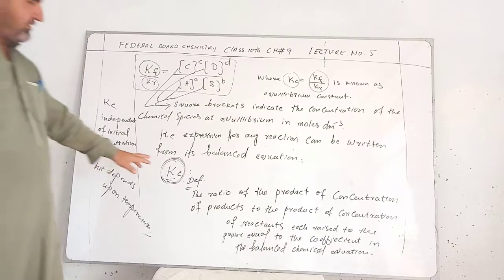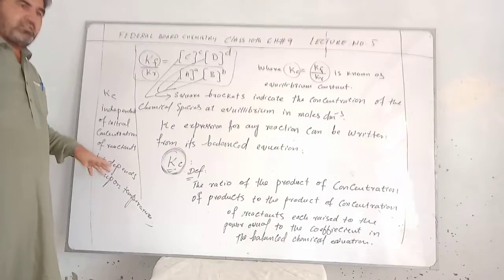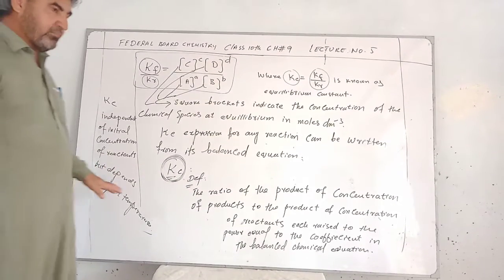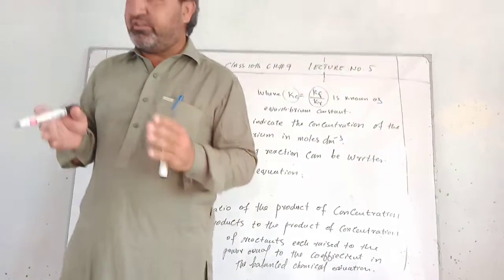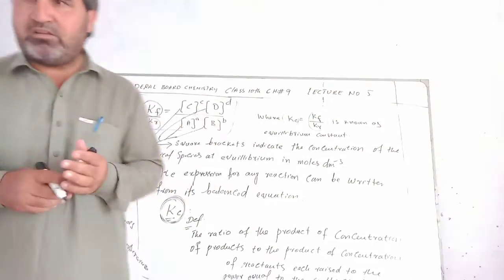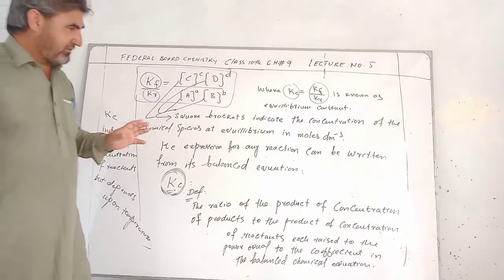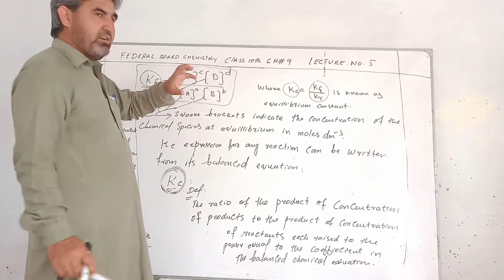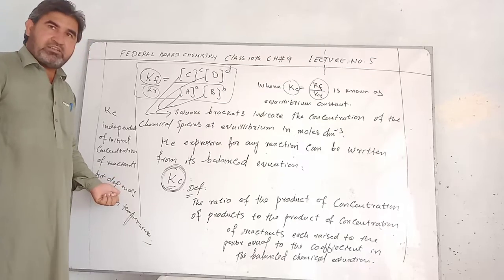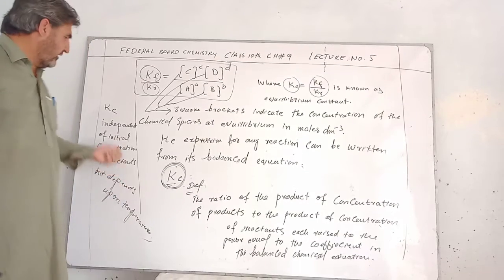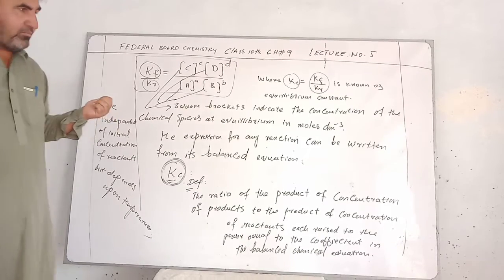Now remember that Kc is independent of the concentration of reactants and products, but it depends upon the temperature. When you give some temperature to an equilibrium system, where the reactants and the products are already in equilibrium, an increase or decrease in temperature affects the value of Kc. Remember, increase and decrease in temperature affect the value of Kc.